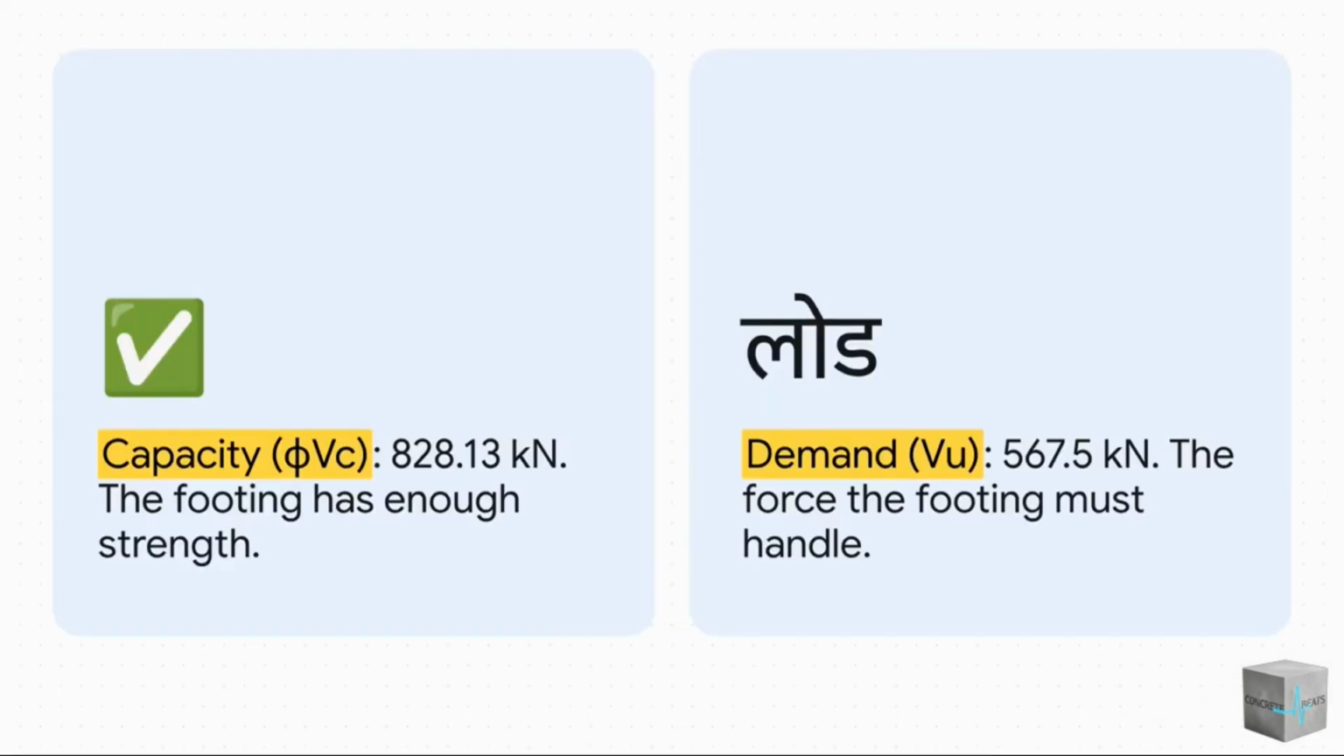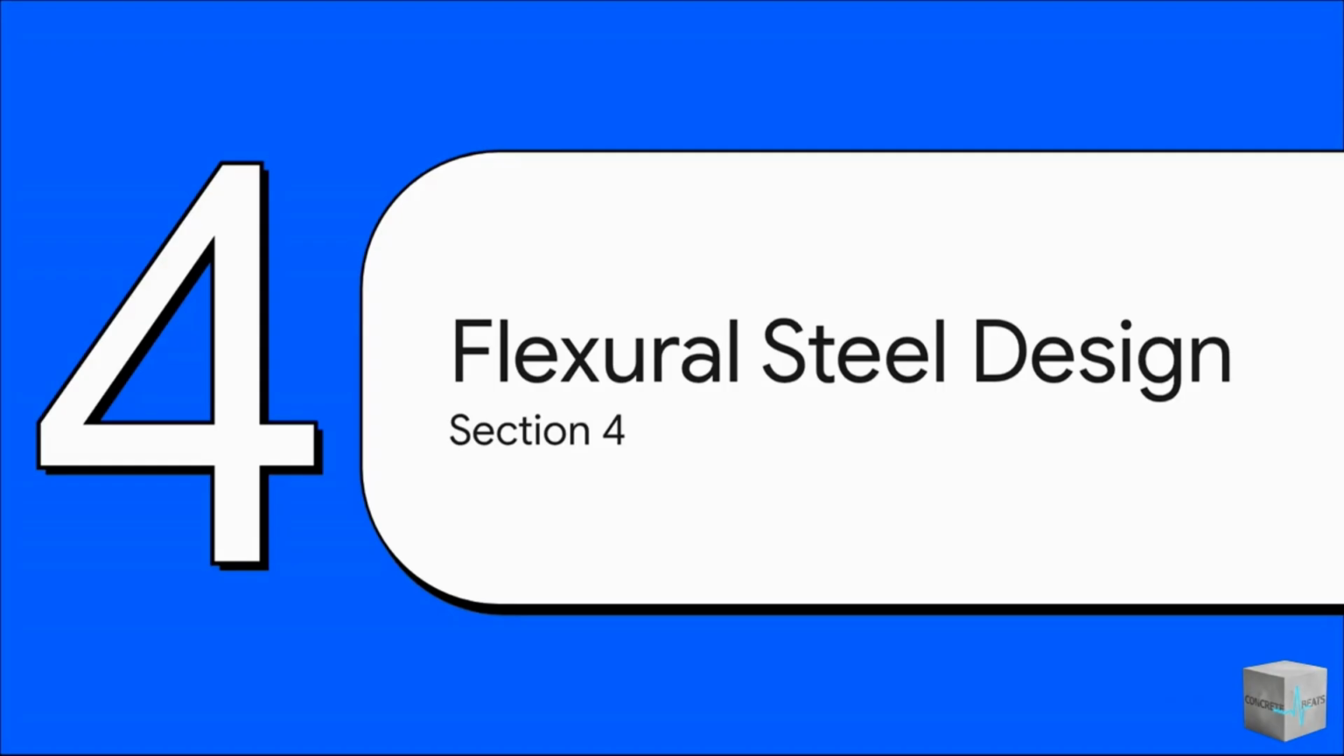And the final comparison is clear. A capacity of over 828 kilonewtons easily handles the demand of about 568. So that's another check passed. Our 600 millimeter footing thickness is officially adequate for both types of shear. Awesome. We've confirmed our footing is thick enough that it won't fail in shear.